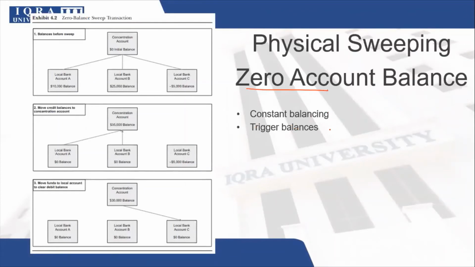One is constant balancing and the other is trigger balances. Constant balancing is, instead of maintaining a zero balance, you maintain a minimum balance in your account. So you will not turn them into zero. Instead, you maintain a minimum balance because practically there should be some cash left with your subsidiaries as well in order for them to make small payments. You cannot shift the whole balance. So constant balancing means that you keep a minimum benchmark, and only once your amount exceeds that minimum balance do you shift that extra amount into your concentration account.